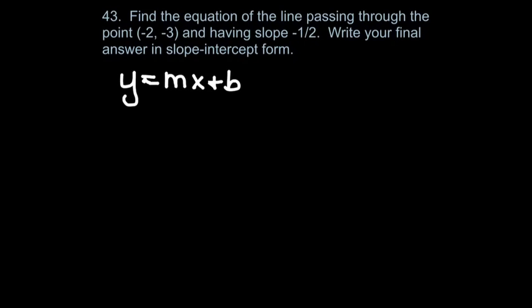I know a combination of x and y, this -2, -3, that works in the equation. And I know that the slope is -1/2. So if I fill everything in, y is -3 from the point that I have. M is -1/2, which I'm given. X is -2 from the point, and then I'm solving for b, so I'll put plus b.